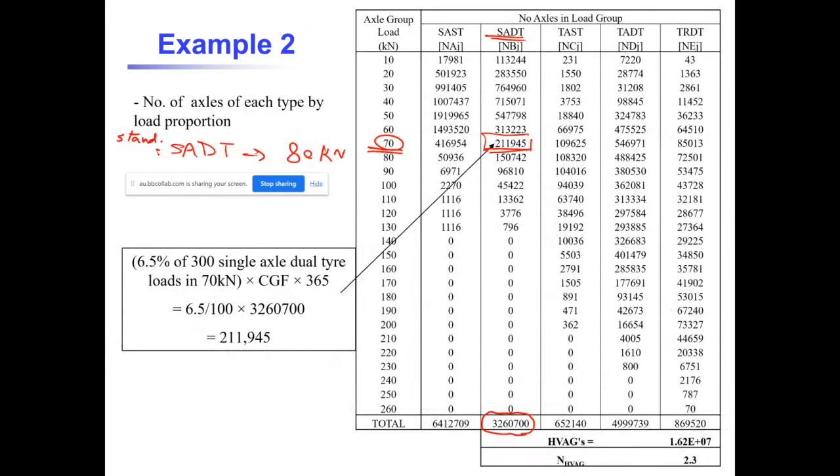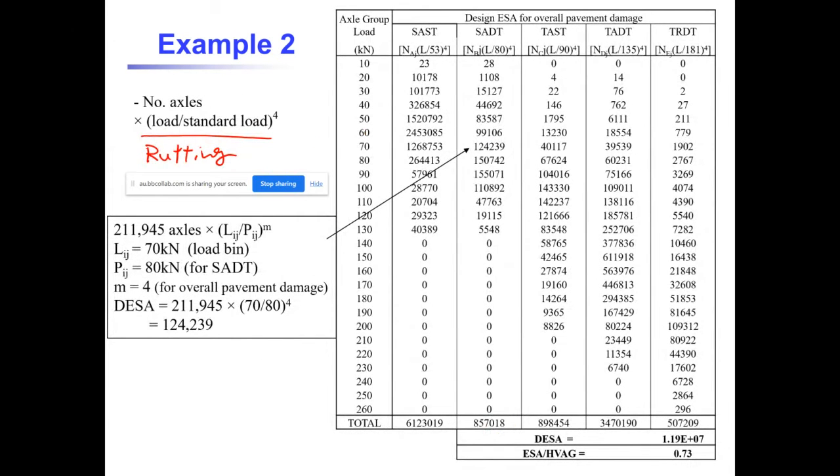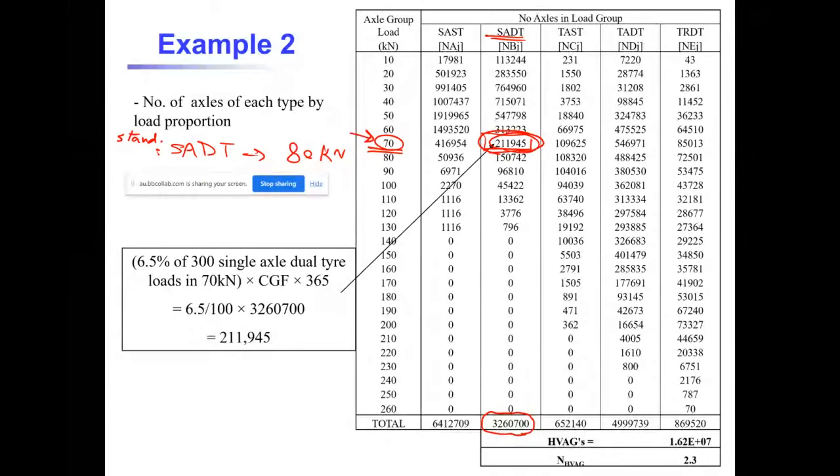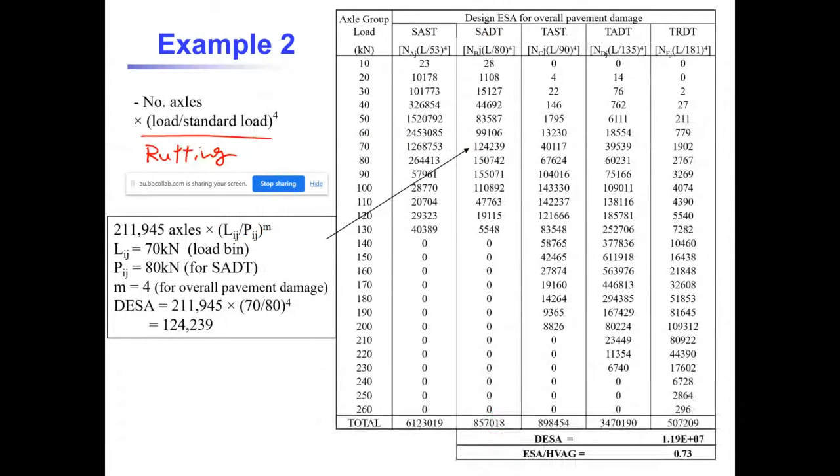So we have the value of the single axle dual tire with 70 kilonewton. Now we want to convert it to the standard load. What we do is that we multiply this 212,000 with 70 over 80 to the power 4 in order to convert it. And the value that we get becomes 124,239. So 212,000 times the ratio of the load over the standard load to the power 4.